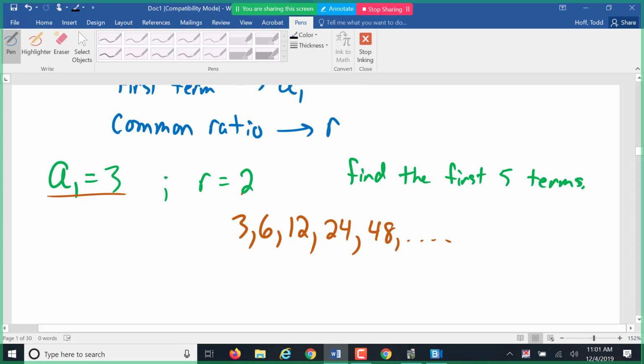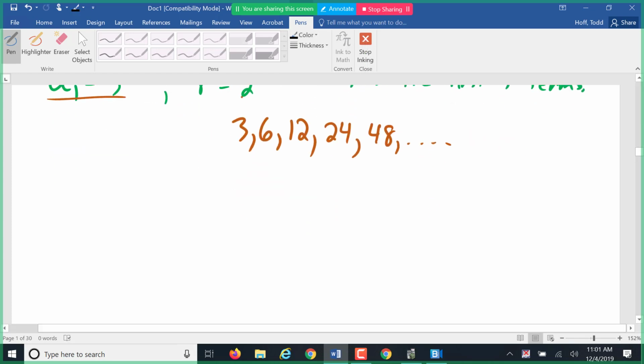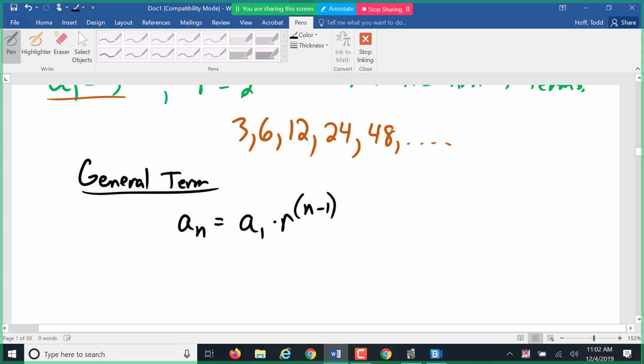Our formula for the general term an, again, starts with a1 times r to the power of n minus 1. So instead of adding n minus 1 times our common difference like we did with the arithmetic sequence, with the geometric sequence, we're multiplying by that ratio to the power of n minus 1.